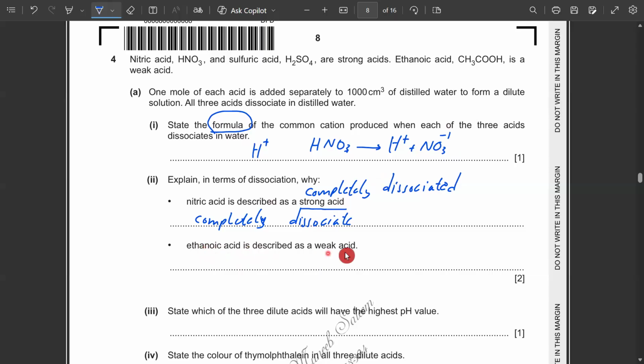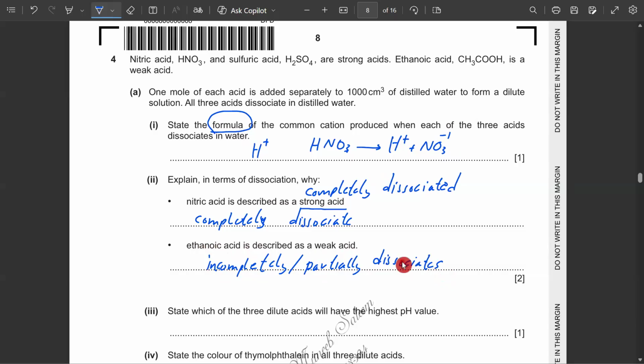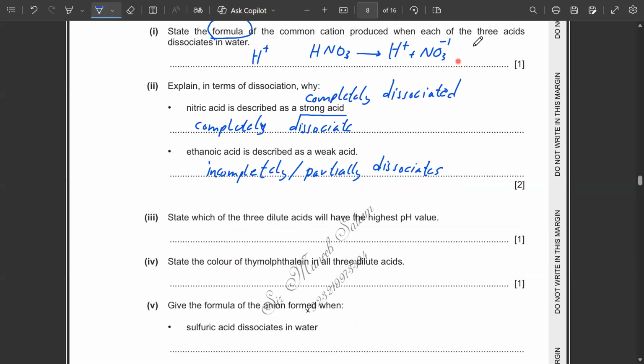And ethanoic acid is described as a weak acid. Why is that so? Because it incompletely dissociates, or partially dissociates. Again, the same principle about dissociation.